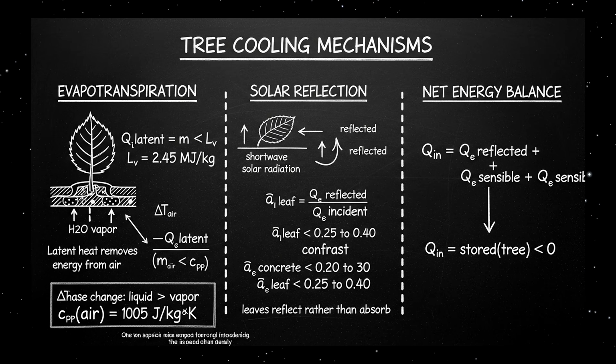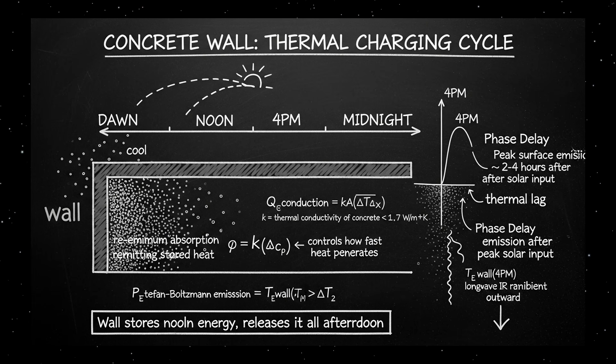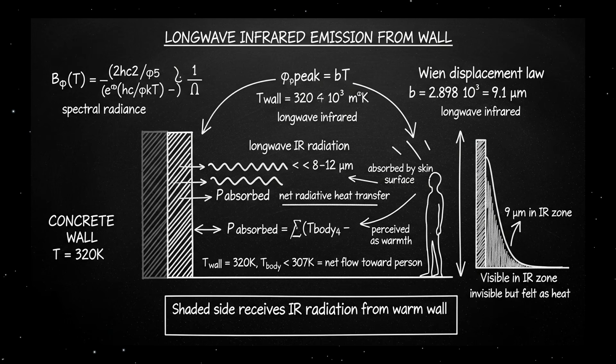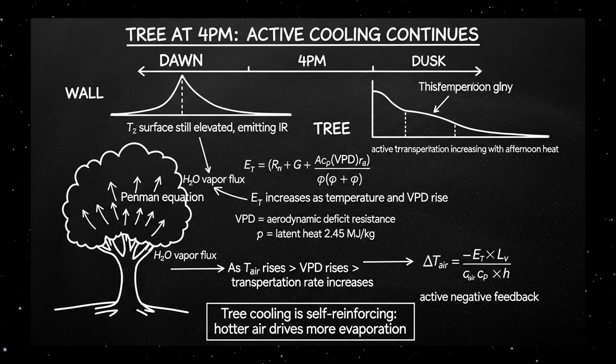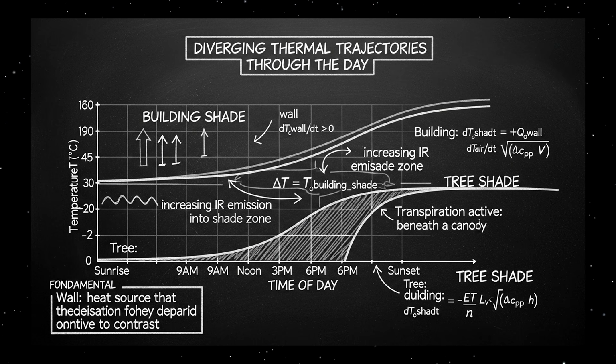It removes heat from the air through evaporation and reflects solar radiation from its leaf surfaces rather than absorbing and storing it. A concrete wall at 4 in the afternoon is releasing the thermal energy it absorbed at noon, radiating it back into the air as long-wave infrared that you feel as warmth on the shaded side of the building. A tree at 4 in the afternoon is still transpiring, still removing latent heat, still cooling the air column beneath its canopy. The thermal trajectories diverge throughout the day.